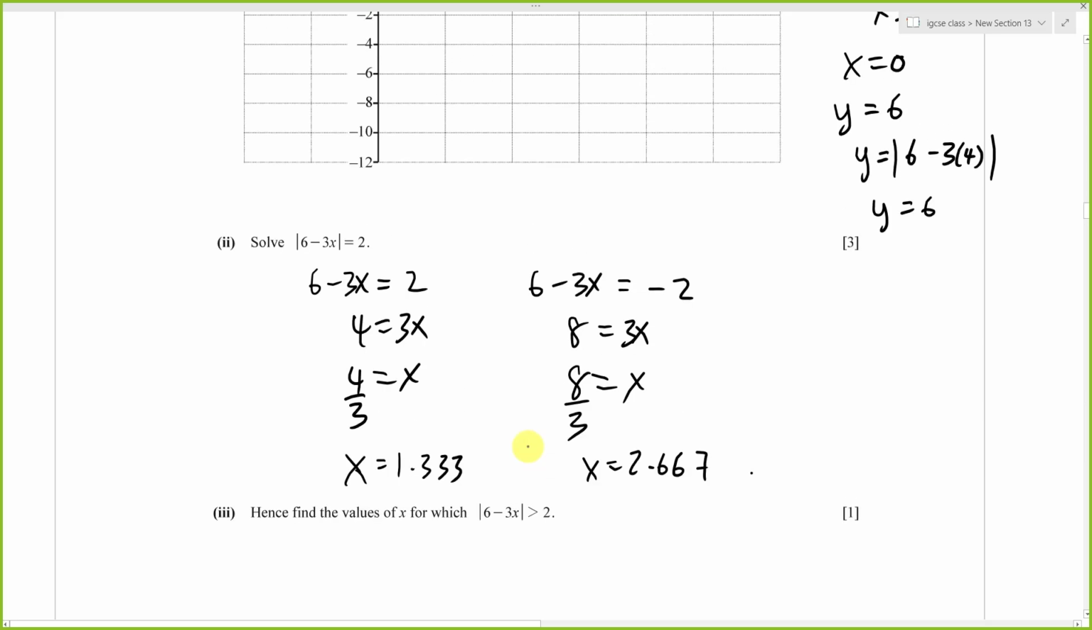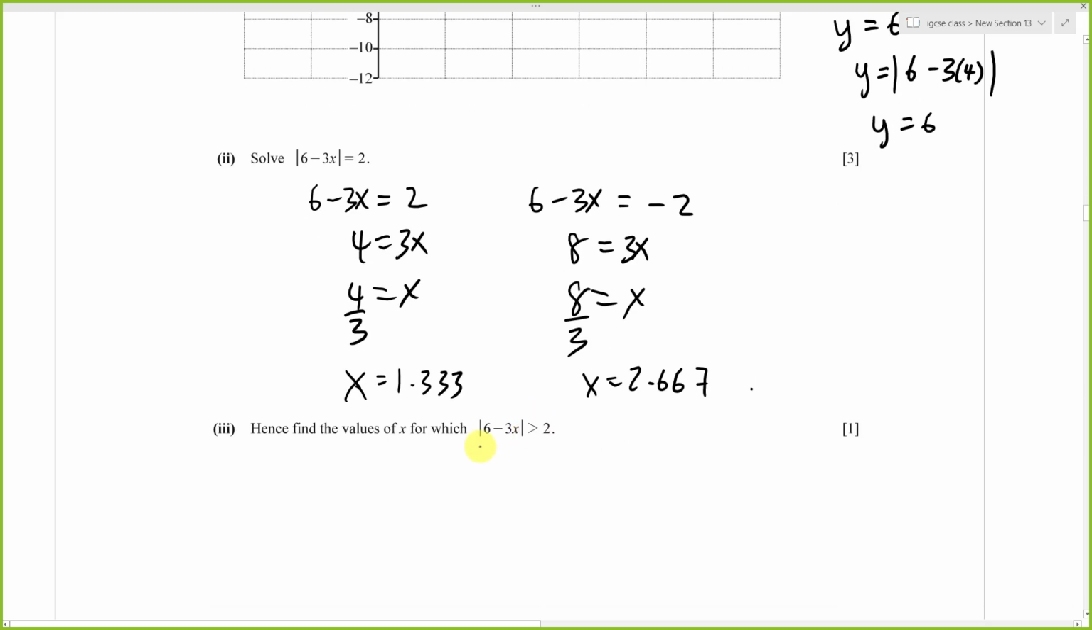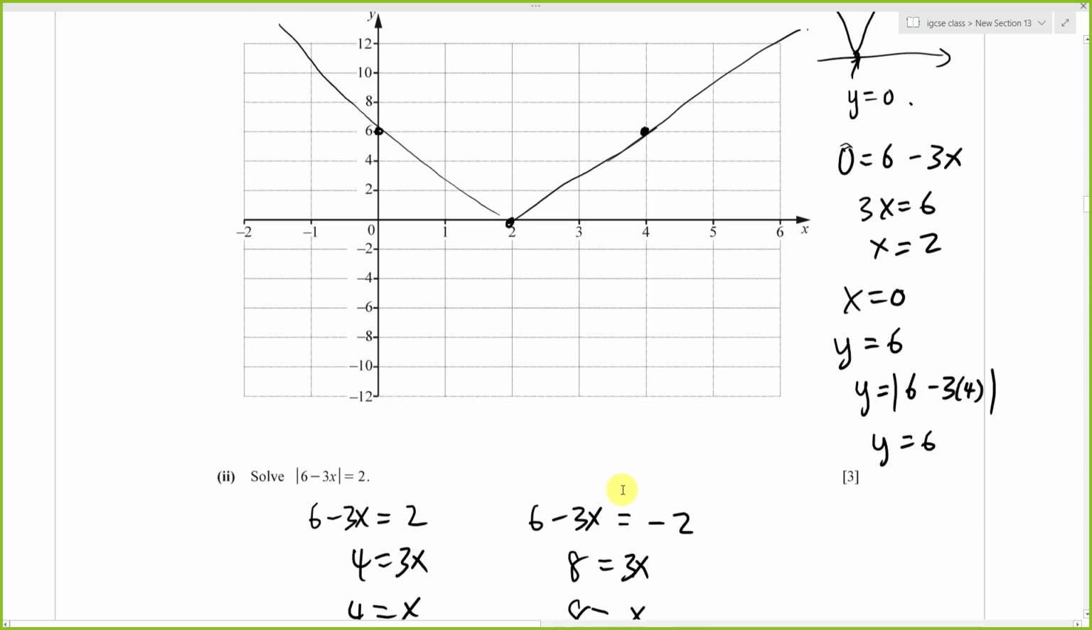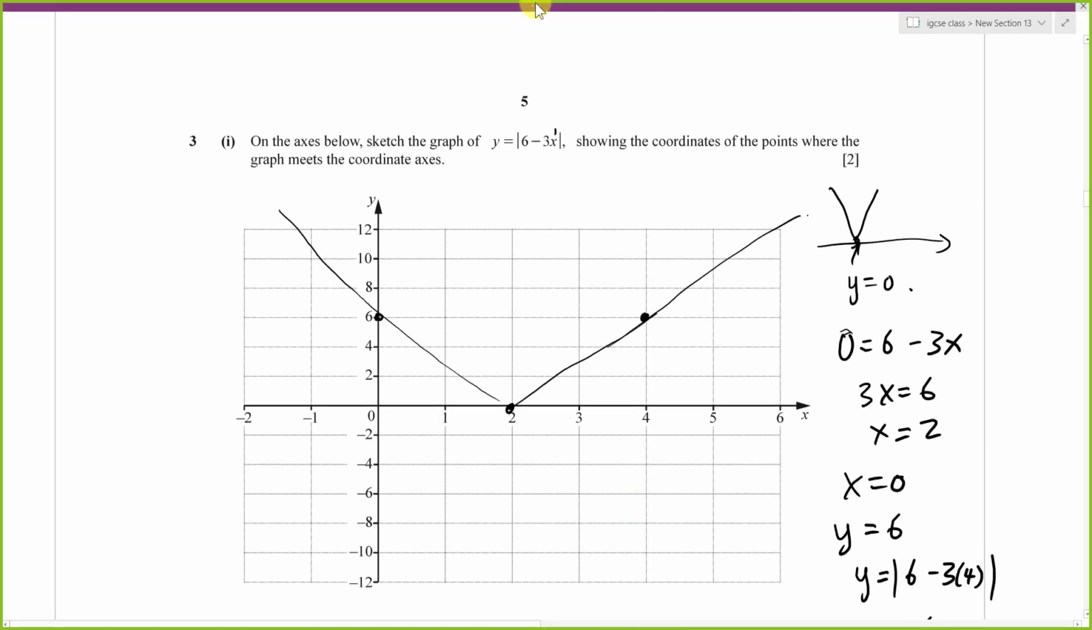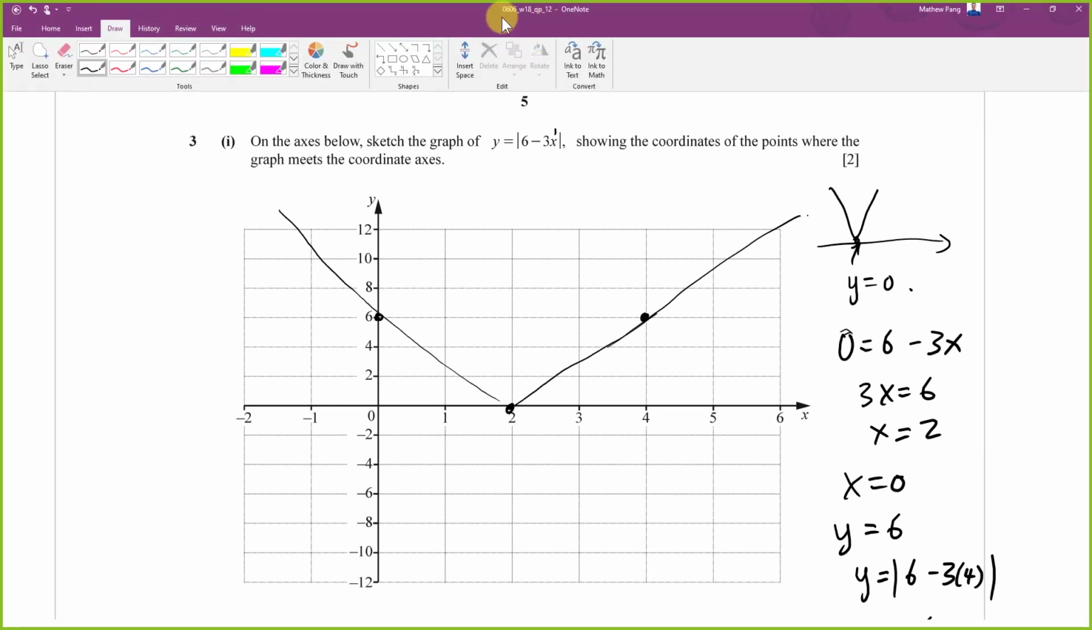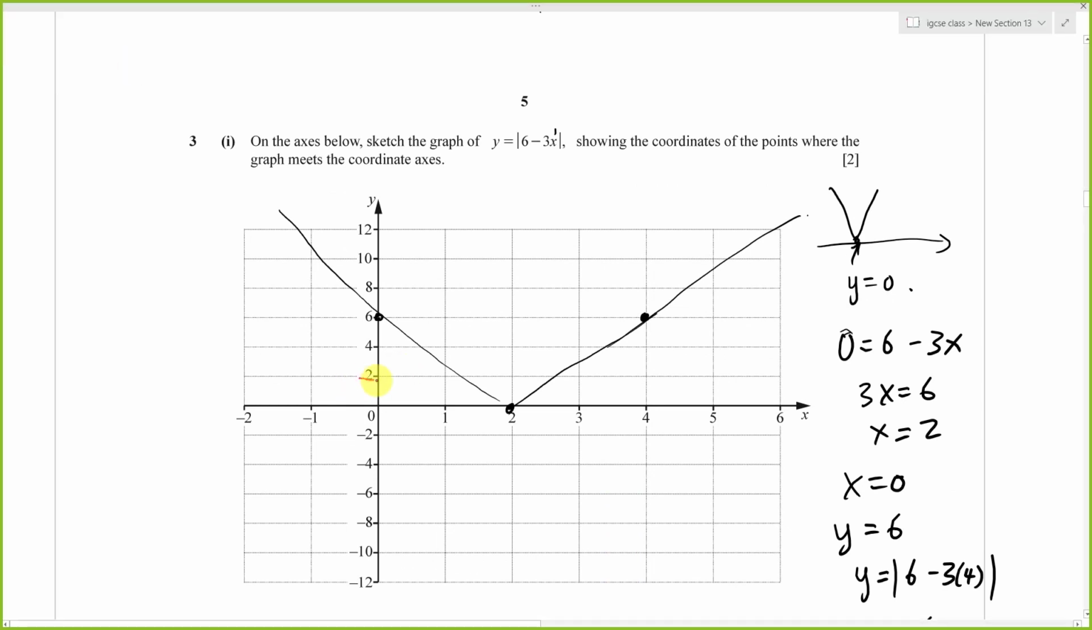So what you need to think is like this. You need to think like you have two equations. One equation is y equals to 6 minus 3x. The other equation is y equals to 2. So you have these two equations. So I kind of need to draw out y equals to 2 to give you some idea. Where is my y equals to 2 here? So I have a line like this, y equals to 2.